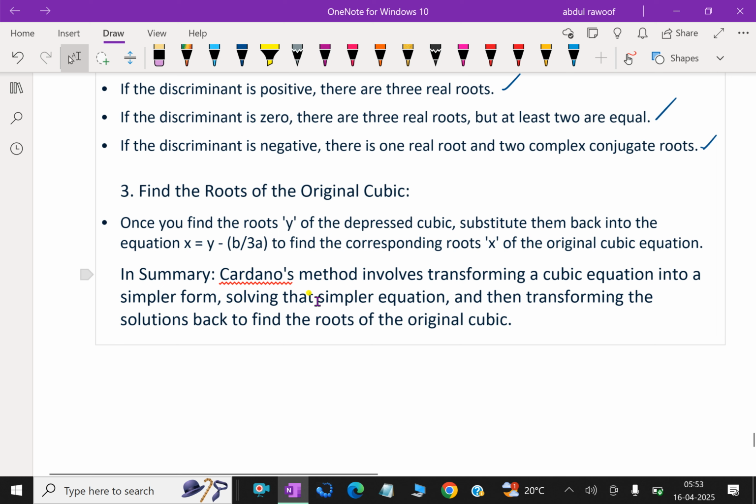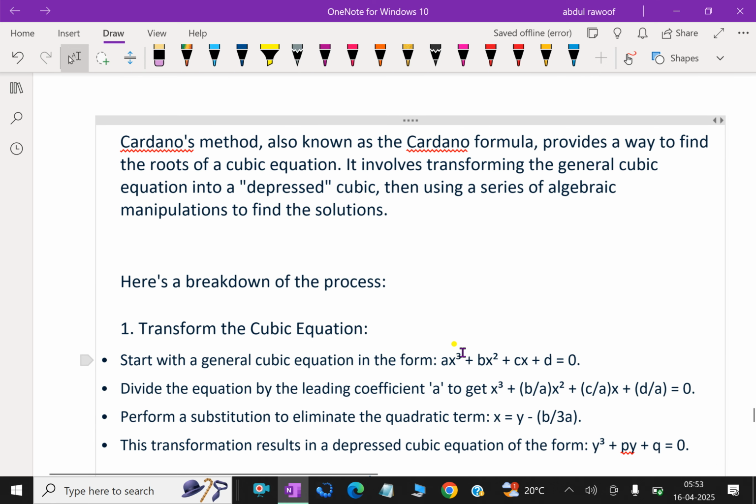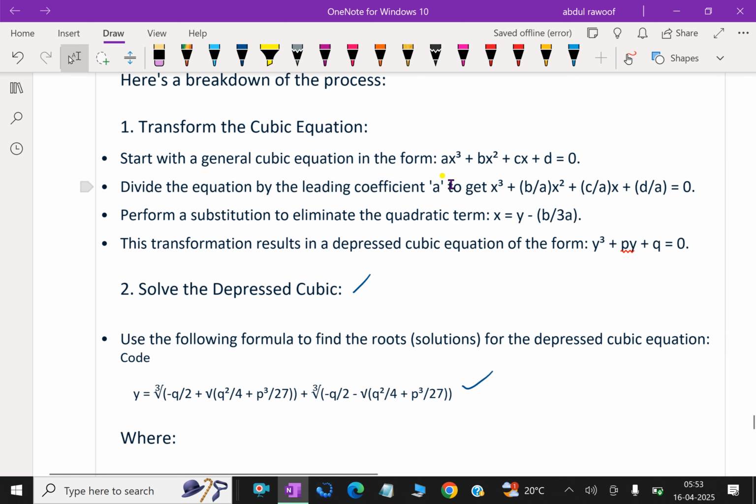Last, in summary, Cardano's method involves transforming a cubic equation into a simpler form, solving that simpler equation, and then transforming the solution back to find the roots of the original cubic. Shortly we'll recap. First transform the cubic equation. The original equation is ax cubed plus bx squared plus cx plus d. Then divide throughout by a. Perform a substitution to eliminate the quadratic term, that is the square term will vanish. For that we substitute x equals y minus b over 3a.